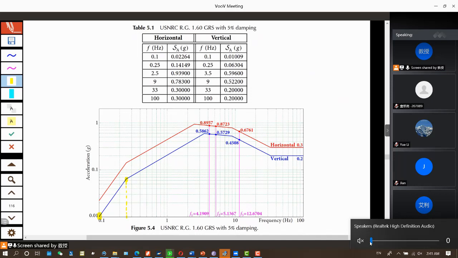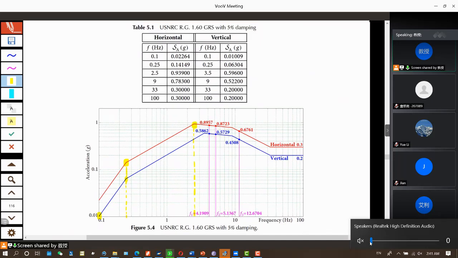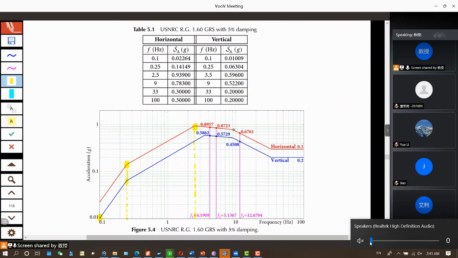Now between any two critical points, it's always linear. Okay, so knowing the values at the two critical points, you can use linear interpolation to find the value at any frequencies you want. Okay, so the vertical is slightly different with this frequency. So instead of 2.5, this corner is 3.5. Okay, that's the only different point in terms of frequency.